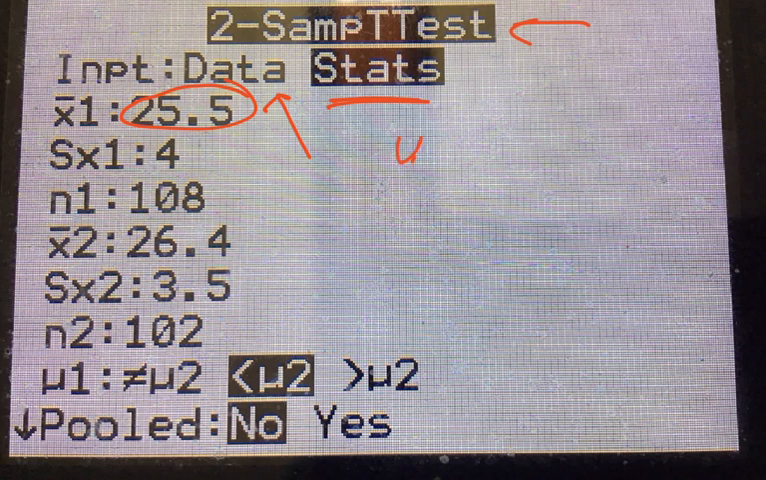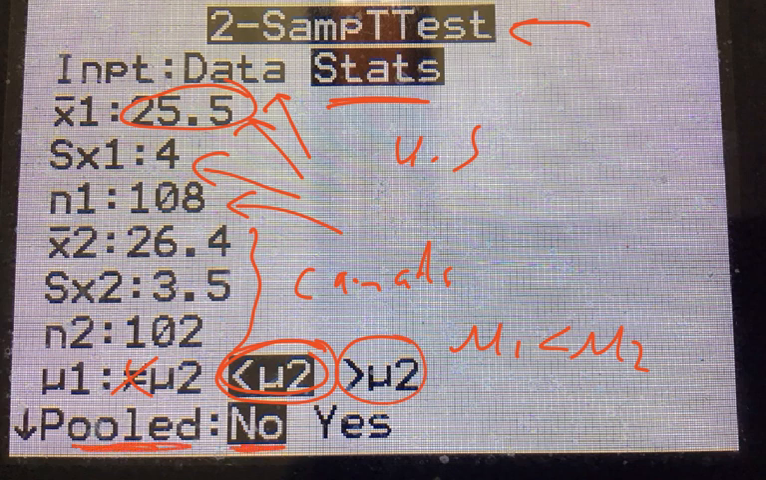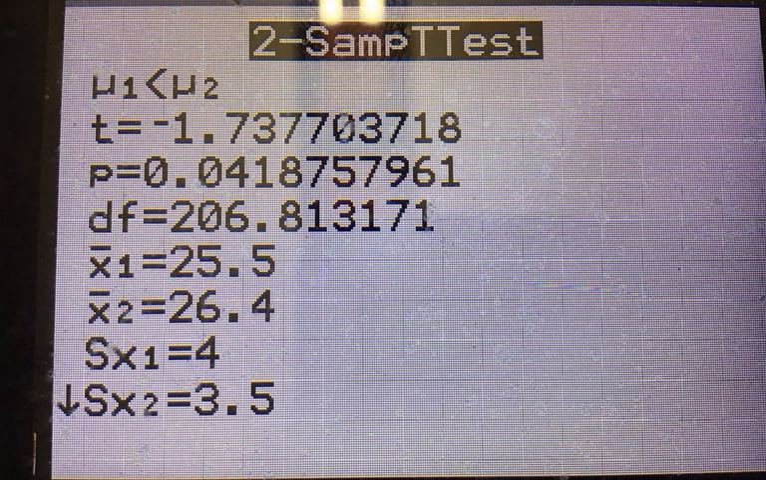But all I did was U.S., I inputted the mean, standard deviation, sample size. I did the same thing here for Canada, right? And here is the next to last key thing. Notice we suspected that U.S., mu1, was going to be less than Canada, mu2. So we have to select less than. We don't want to select not equal to or greater than. And of course, because we're two different countries, we're not going to pool the data together. And once we have it set up, here's our results.